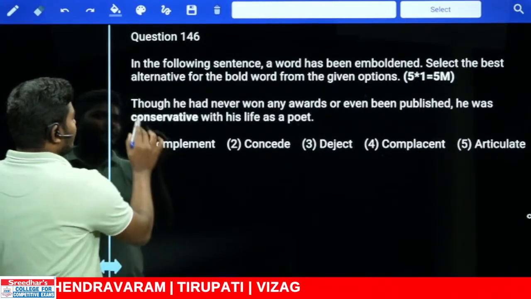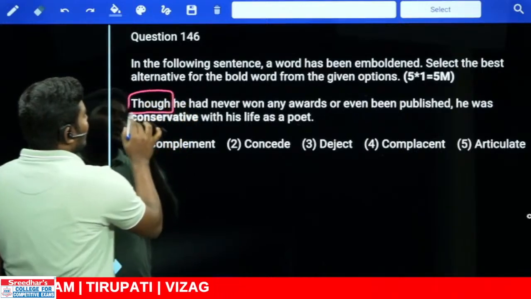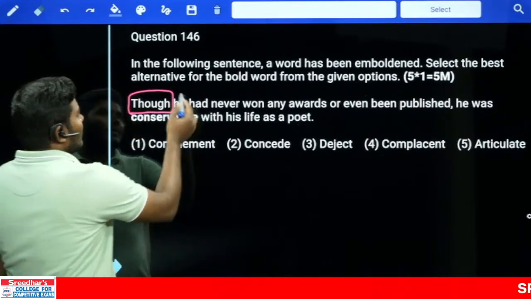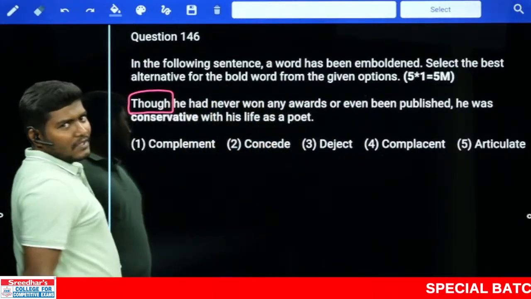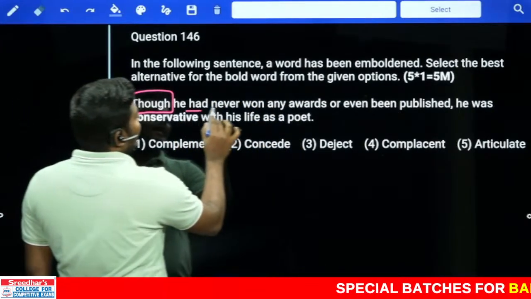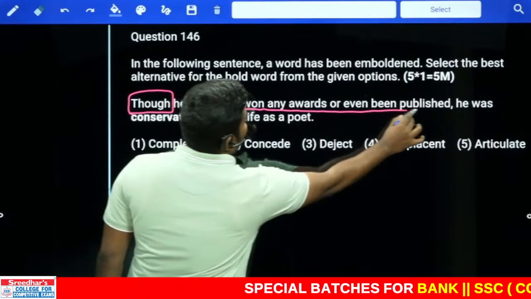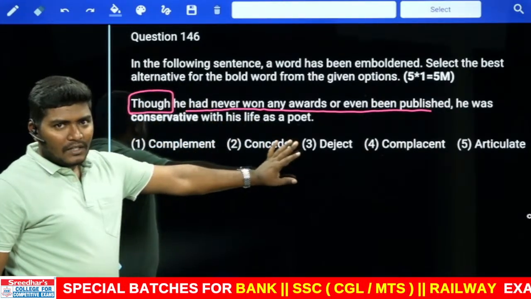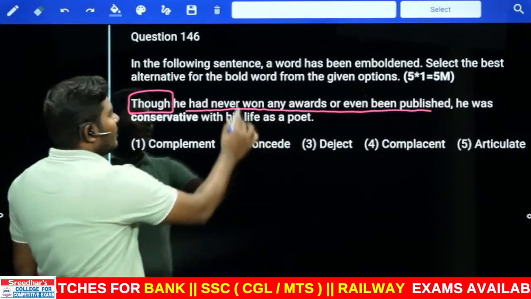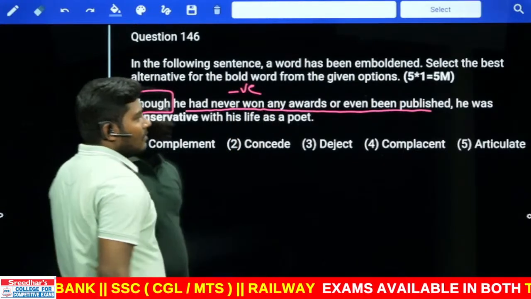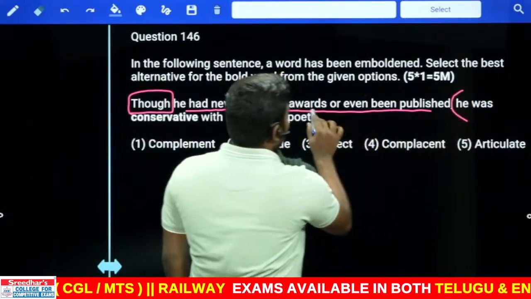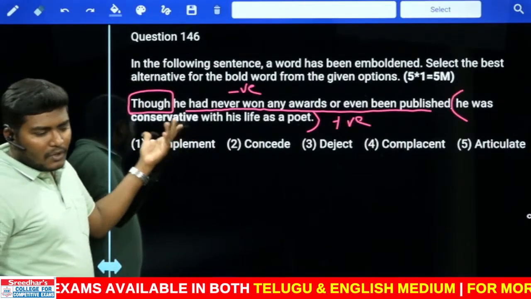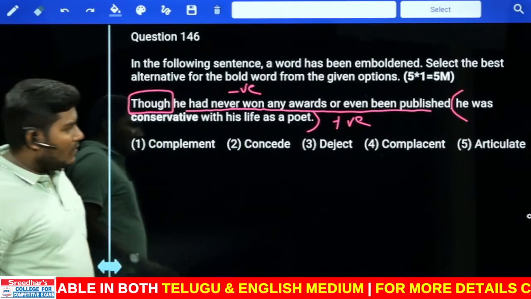Look at this. What is the first case given here? Though. Though is the indicator of contrast, right? That means whatever that is used with though, that should be opposite of the other statement. Though he had never won any awards or even been published. He never won any award. He was never published. Absolutely, never won is nothing but a negative. Now the second statement should be obviously all these statements should be positive, right? Now the word is also what? Positive word.